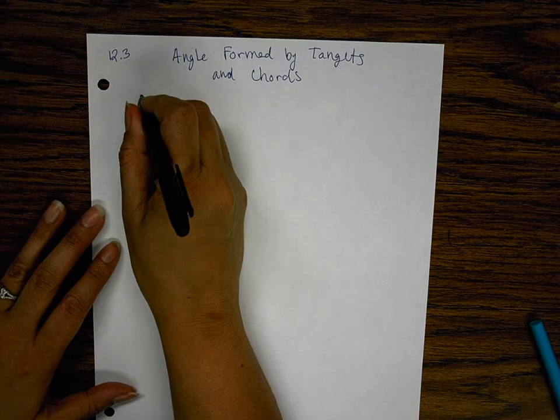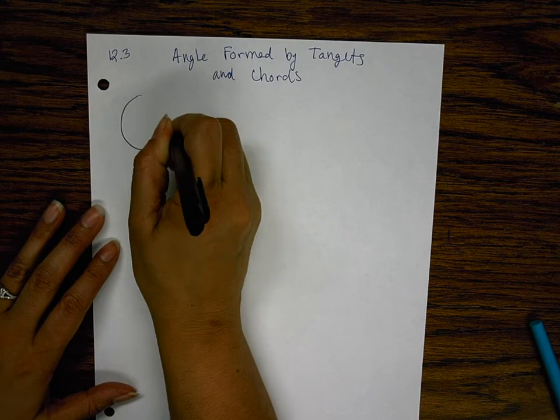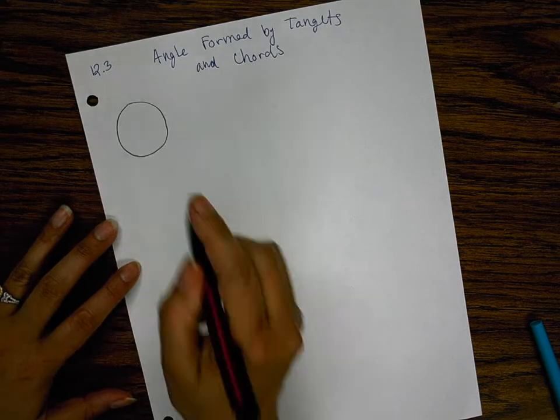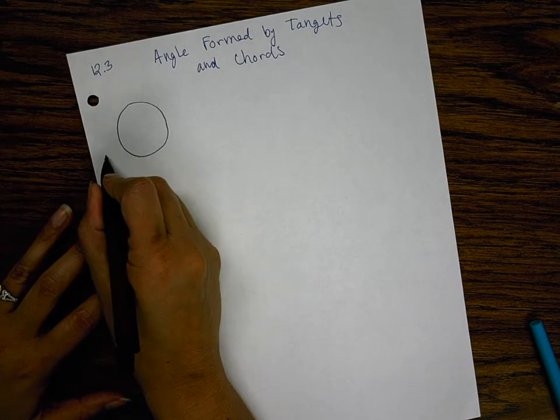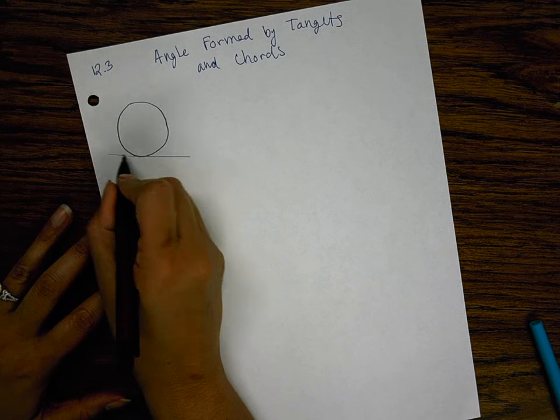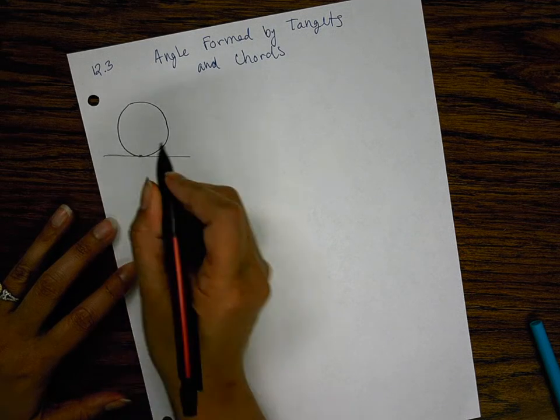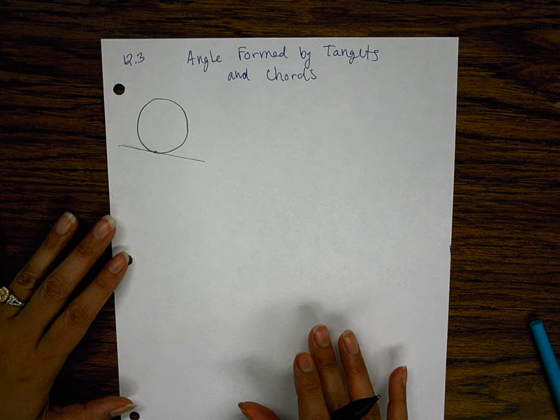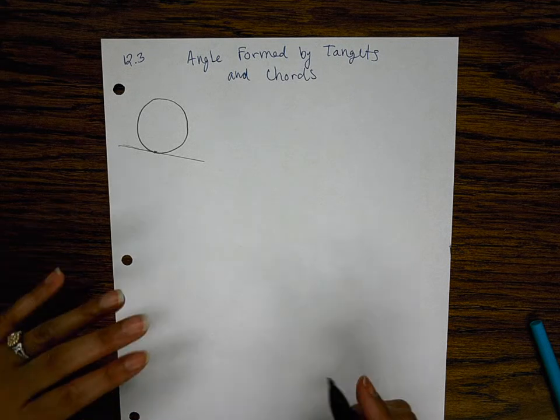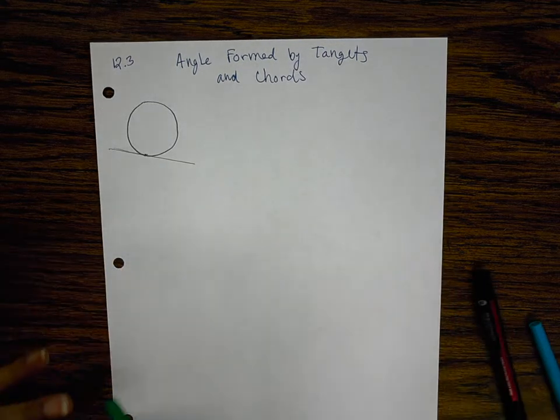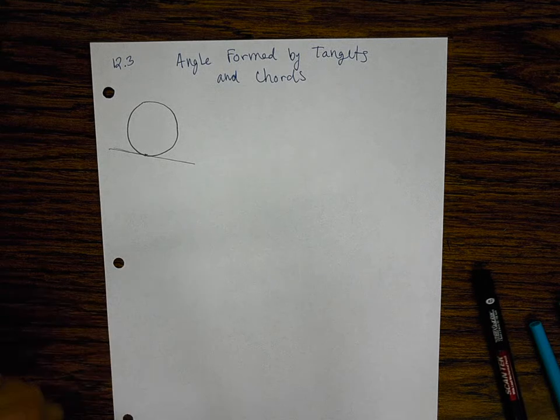We are going to draw a circle, and a tangent line touches a circle at only one point. So it doesn't go through the circle, it touches the outside, the edge of the circle at only one point. That is a tangent line.